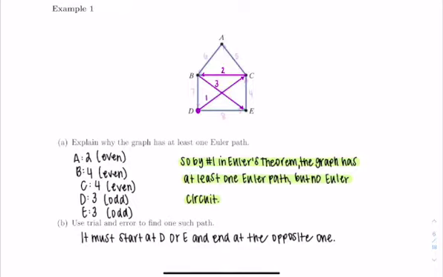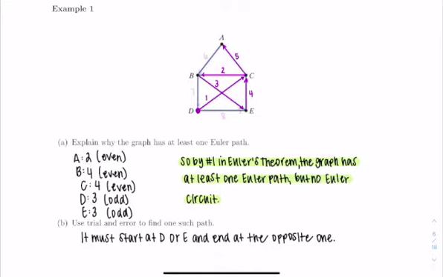From E, I have two different options. I can move to C or I could move to D. I'm going to move to C. From C, I only have one option. I can move to A because I've already moved across that edge to B. So I have to move up to A.